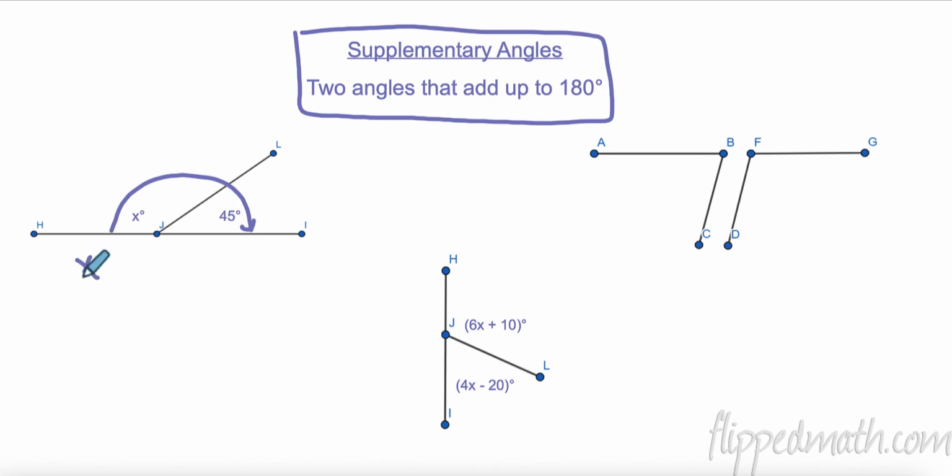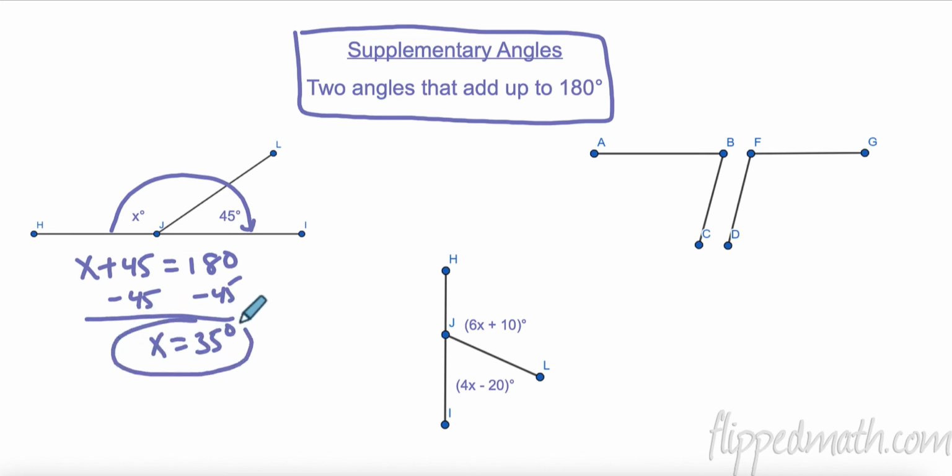So x plus 45 equals 180. Subtract 45 from both sides, and we get x is 35 degrees. Nice.